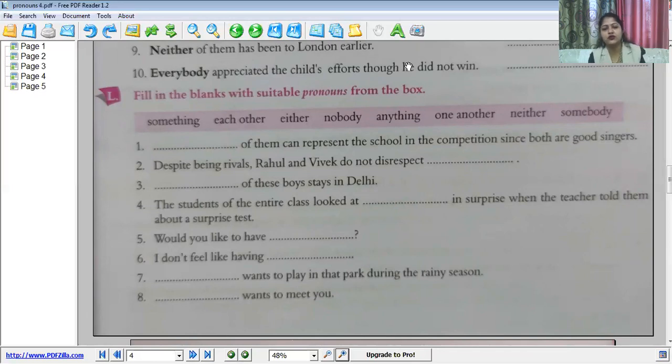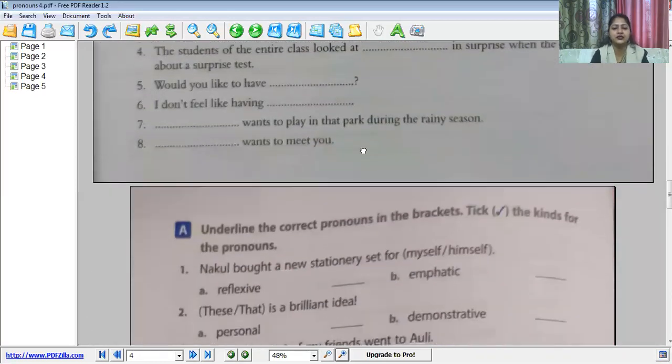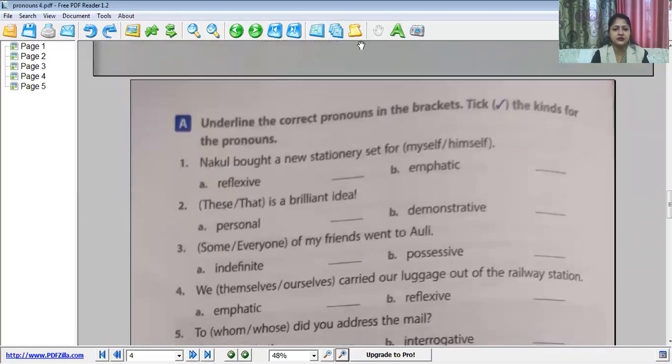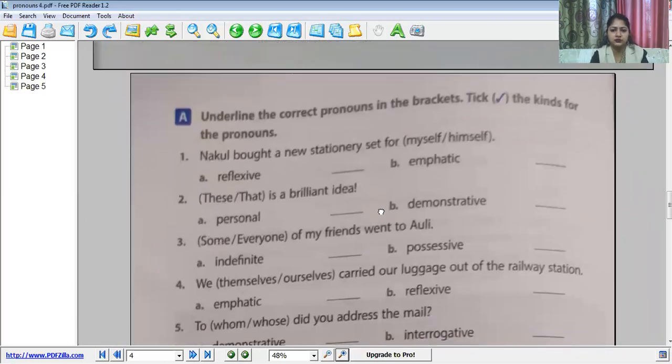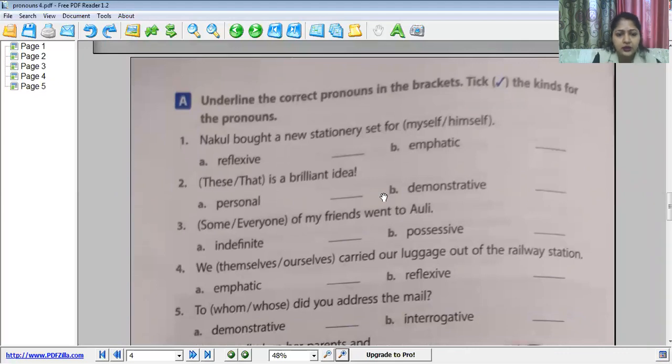Okay, children. So we have used the help box and we have filled in the blank with the suitable pronouns. Let's move on to do the next exercise. Nakul bought a new stationery set for himself. So this is a reflexive pronoun.